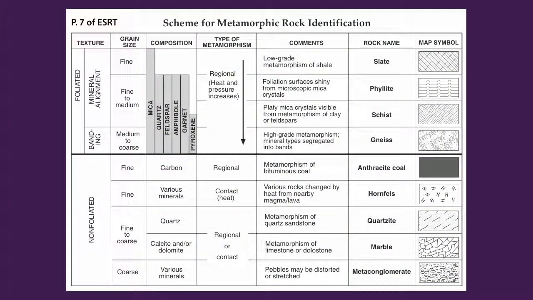Of course, all of this is summarized in your reference tables on the metamorphic rock chart on page 7. You'll notice type of metamorphism, composition, what minerals are involved, how big the crystals are, whether it has banding or not, the names of the rock, and the map symbols. And of course, we'll learn lots more about this chart in detail in the coming days.